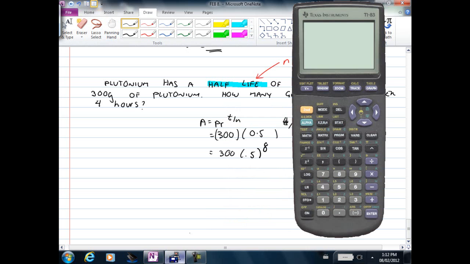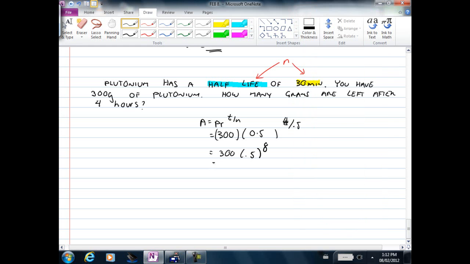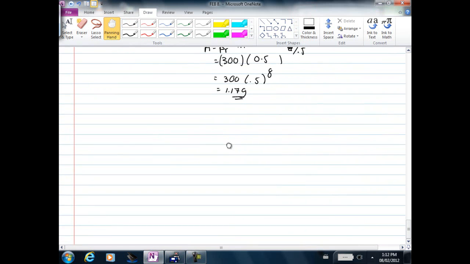Again, just keep it simple. Clear. 0.5 to the power of 8 times 300. 1.17. In exactly 4 hours, there's only 1.17 gram of plutonium left because it decays at such a fast rate. 1.17 grams. So if you start with 300 and you don't use it up in 4 hours, you only have this much left. So that's why everything has to be fast. Would you have gotten this right if we had missed the minutes? Nope. Try this next one.